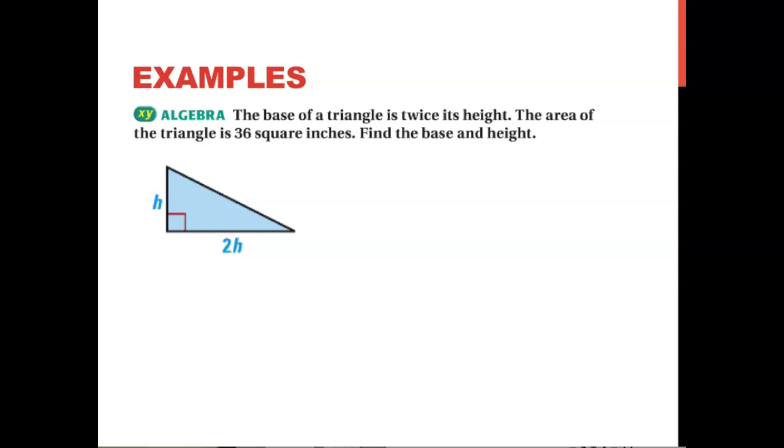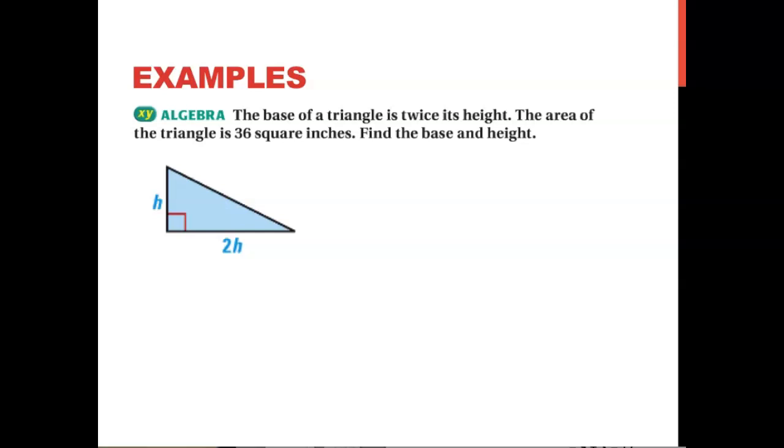Okay, in this next example, it says the base of a triangle is twice its height. The area of the triangle is 36 square inches. Find the base and height. So here we can see that the height is given as h and the base is given as 2h. That's exactly what it says when it says the base of the triangle is twice its height. Now we're also told the area of the triangle is 36 square inches.